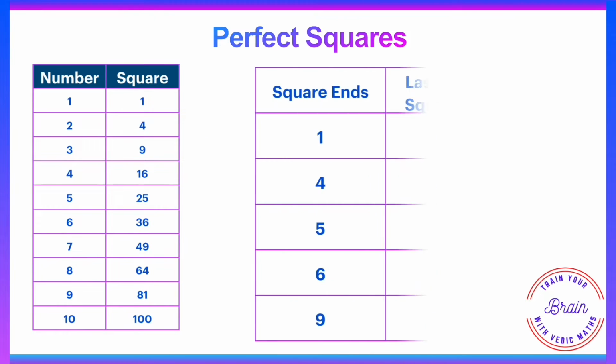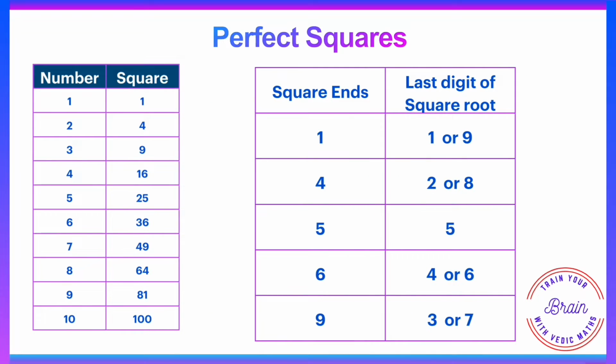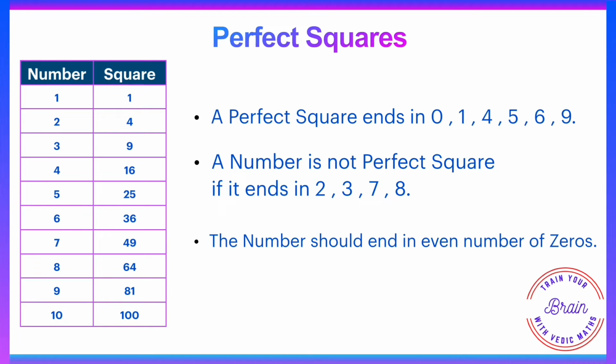By observing this table, we can conclude that if the square ends in 1, then the last digit of its square root will either be 1 or 9. If the square ends in 4, then the last digit of its square root will either be 2 or 8. If the square ends in 5, then the last digit of its square root will be 5. If the square ends in 6, then the last digit of its square root will either be 4 or 6. If the square ends in 9, then the last digit of its square root will either be 3 or 7.